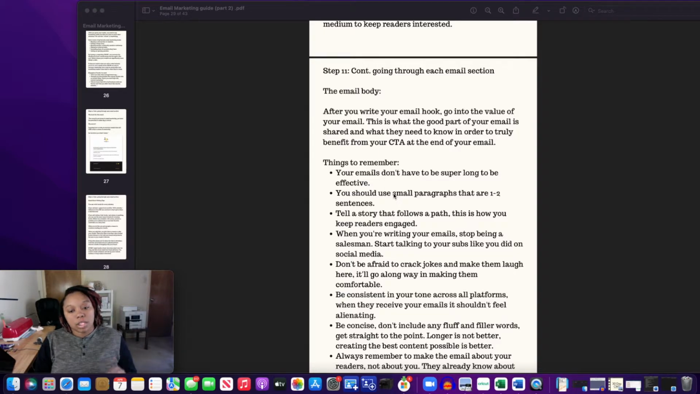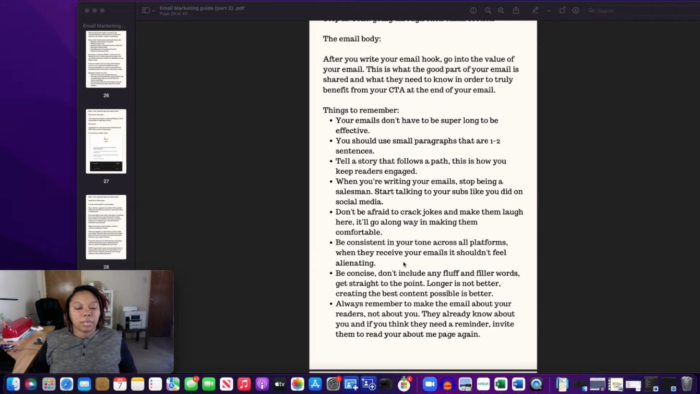Focus on also being concise, but don't include fluff and filler words. Get straight to the point. Longer is not better. Creating the best content possible is what's best for your brand, meaning that your emails can be short and concise if the information is good. Your emails can be longer if the information is good, but you need to be really, really good at copy and storytelling in order to really benefit from writing long, drawn out emails.